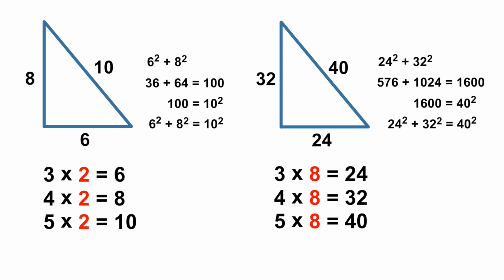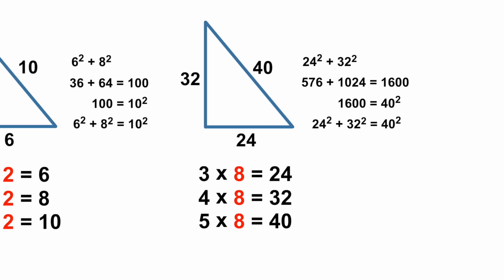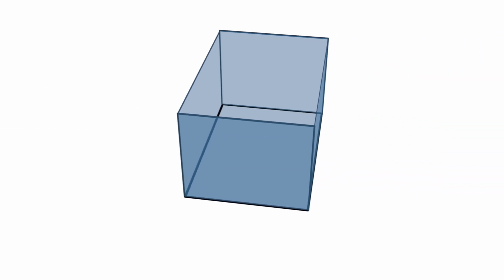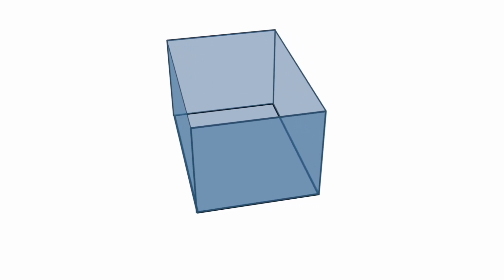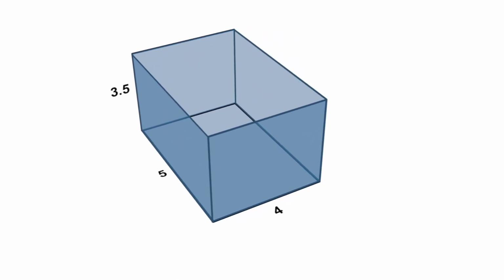Finally, let's look at Pythagoras in 3D. Here's a box. The width, breadth and height are 4, 5 and 3.5 units respectively. What is the length of this line?